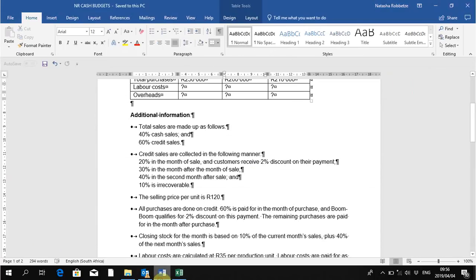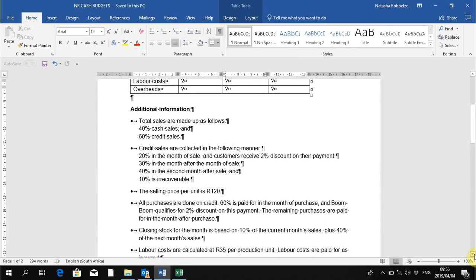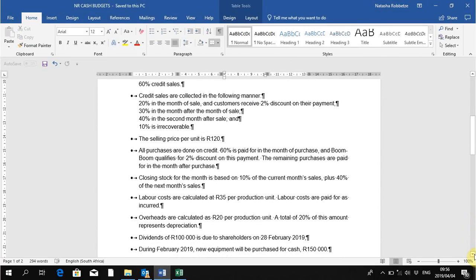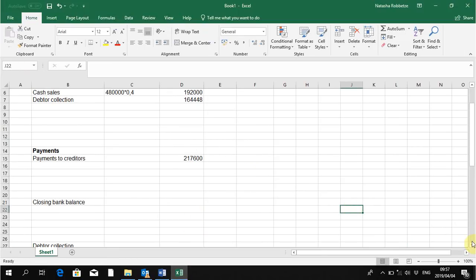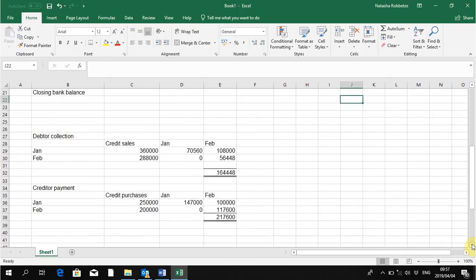Righto. The next entry says that closing stock is based on 10% of the current month's sales plus 40% of the next month's sales. Labor costs are calculated at 35 Rand per production unit, and they are paid for as they are incurred. So we need to know what the production units are, but we can't calculate it because we have a formula for the closing stock. So yet again, I need to go and do a support calc.